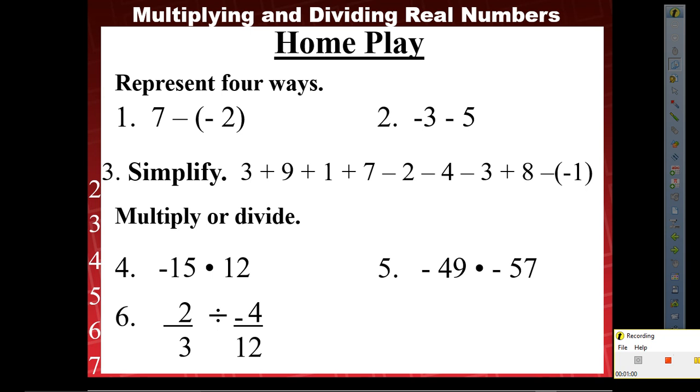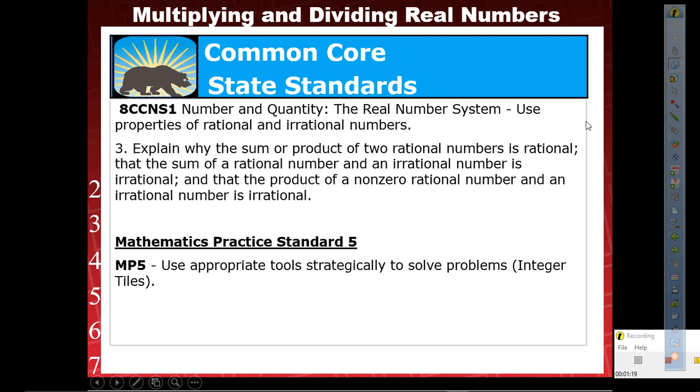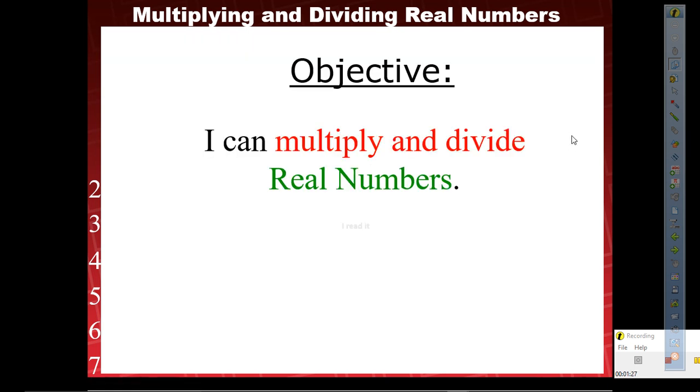So on the screen you don't see it because it should be on the board. But now let me forward the screen. And there's our objective. And of course our concept for today is what, everyone? Real numbers. That is correct.